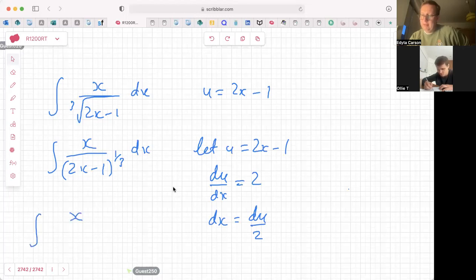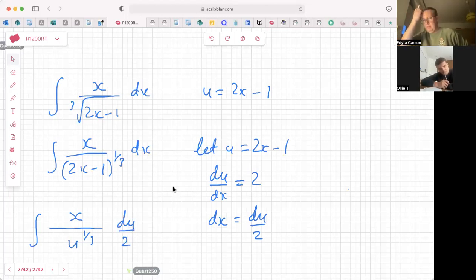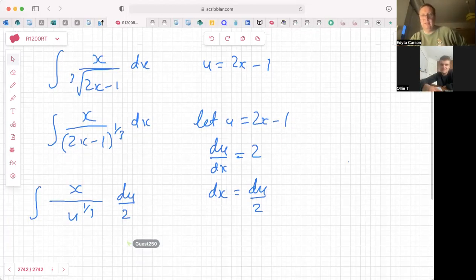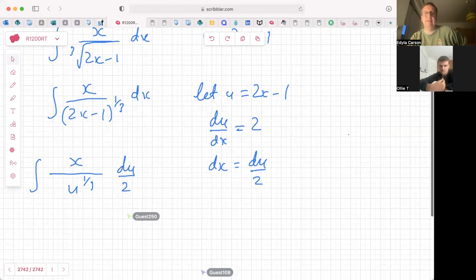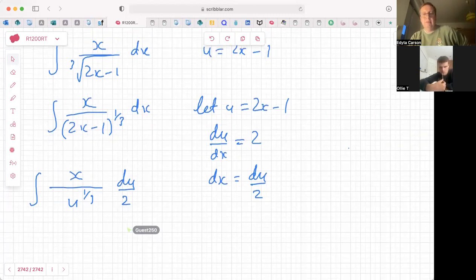So x, oh, there's a problem straight away. u to the power 1/3, du over 2. What seems to be the problem here? Well, we've got an x. Exactly. So as you identified, how are we going to get rid of this x? Okay. So now we just do a bit of algebraic trickery.